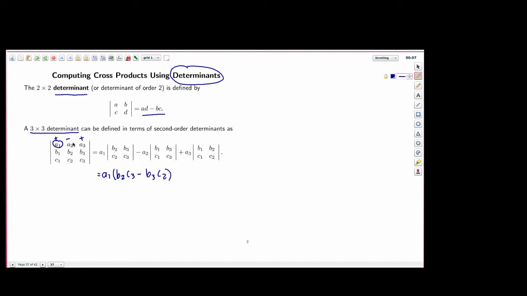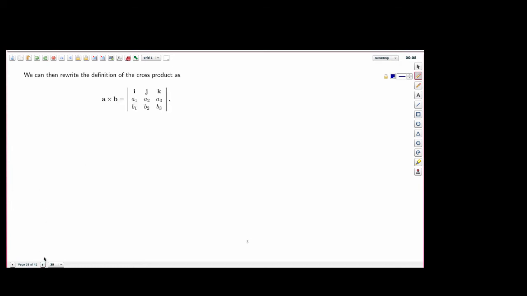The next one is minus, so now you do minus A2 times the determinant of the matrix that's left if you cross out A2's row and column. That would be B1 C3 minus B3 C1. Then you go on to plus A3, times the determinant of what you would get if you crossed out A3's row and column. That would be this matrix here: B1 C2 minus B2 C1. So this is how you find the determinant of a 3 by 3 matrix.